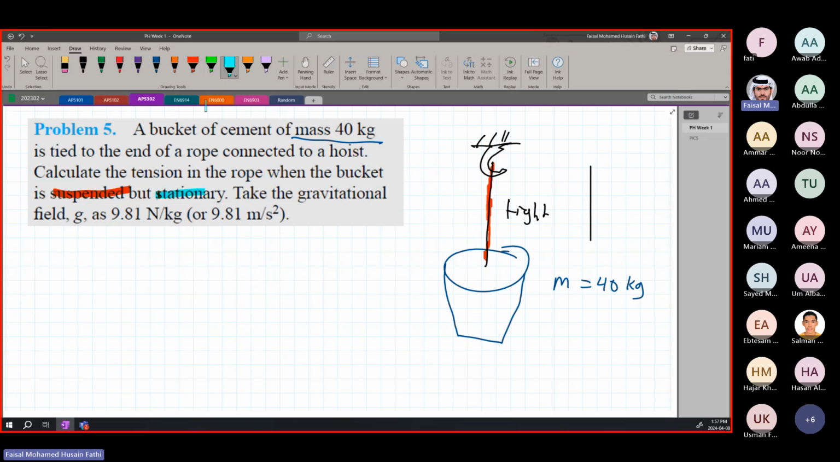Stationary means there is no acceleration left and right. It is not moving up and down or left and right. There is no acceleration up, down, left, right. Acceleration is equal to 0 in all these cases. This is what stationary means. That's basically what it means. And they say take g, the gravitational field, as 9.81 newtons per kilogram or meters per second squared. So we know that g is 9.81.